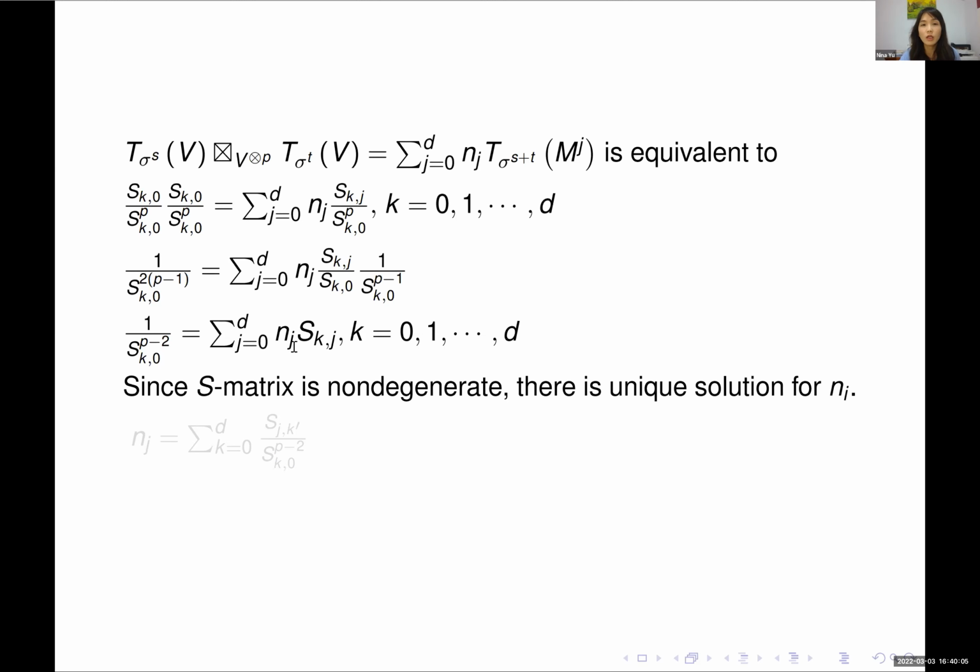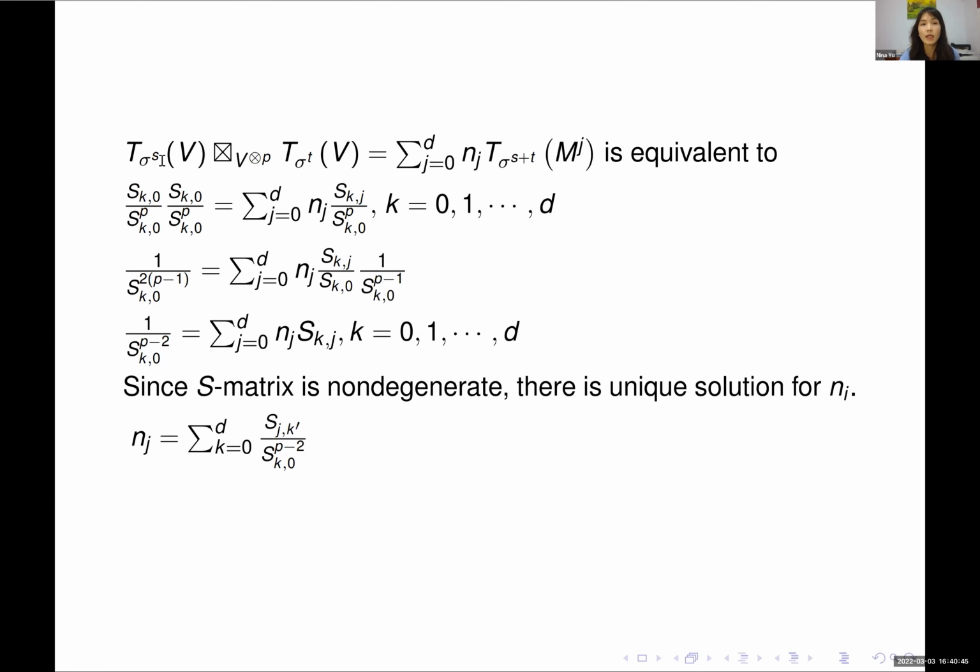So you see that if you consider N_0 to N_D as unknown variables, the coefficient matrix actually is given by the S matrix, and we know that for the VOA we are considering, the S matrix is not degenerate. So of course we can find the solution. There's a unique solution for those N_J. So we can find those N_J. Now you can write down this N_J in terms of the S matrix here. So we were able to find the formula for these N_J.